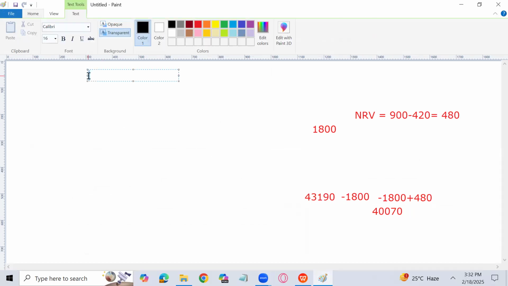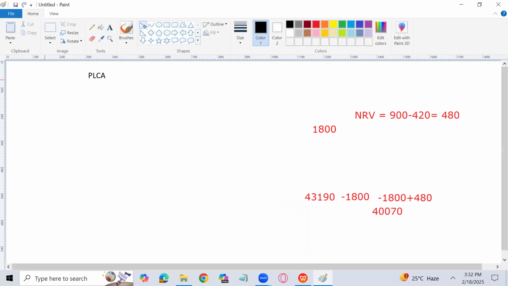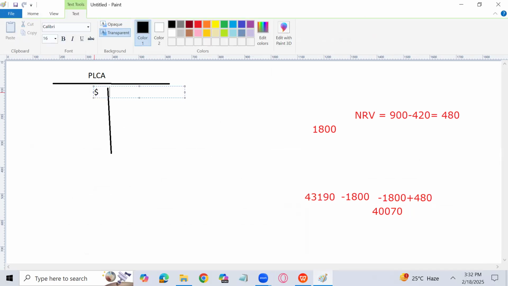Next thing, we have to prepare the PLCA, purchase ledger control account, to find credit purchases. So let's do that. Here I will write brought down. Here comes the carried down. Here I will write payment to trade payable. And here I am going to write the credit purchases.